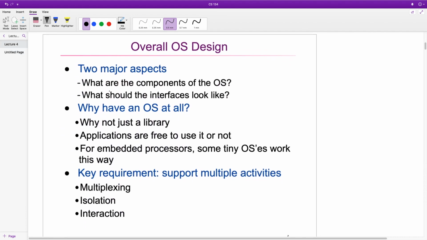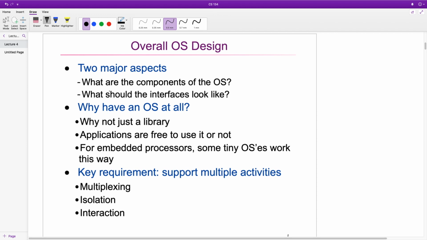So for processes, multiprocessing. So multiprocessing versus multiprogramming.